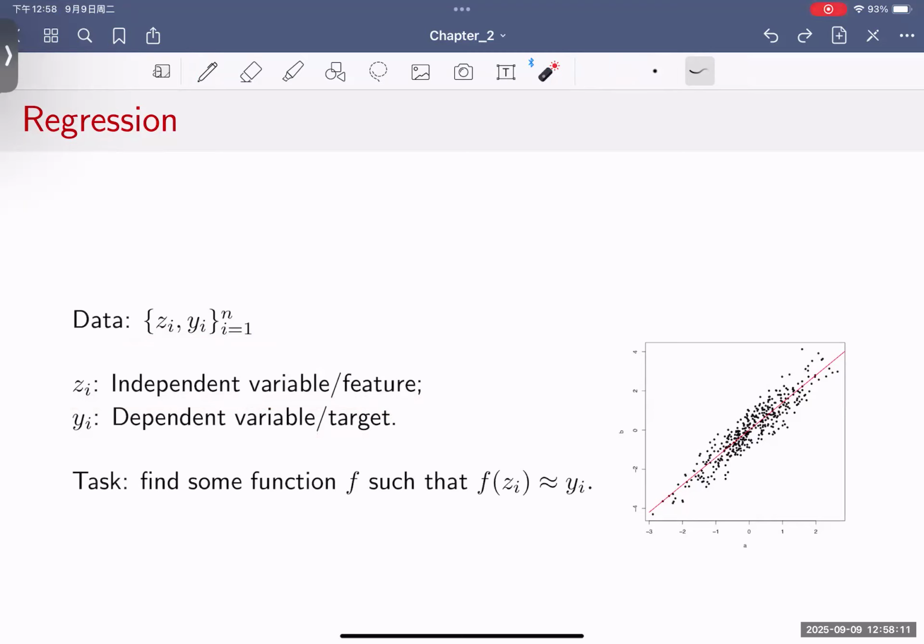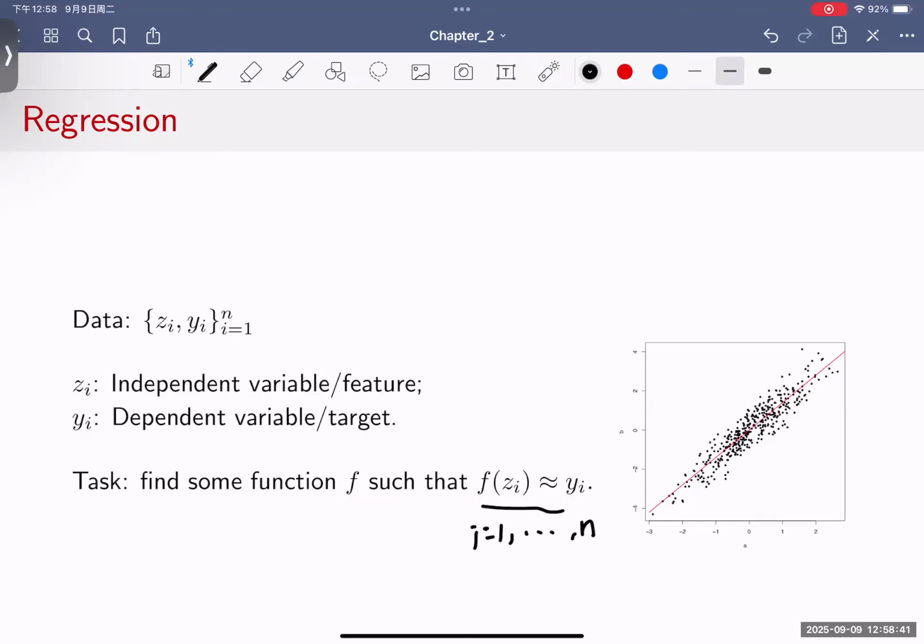It's also called a dependent variable. In a regression problem, if you still remember from chapter 1, we mentioned that in regression we want to build the connection between zi and yi. Which means we want to find a function f making f(zi) close to yi for any i from 1 to n. Okay, so this is our task here.